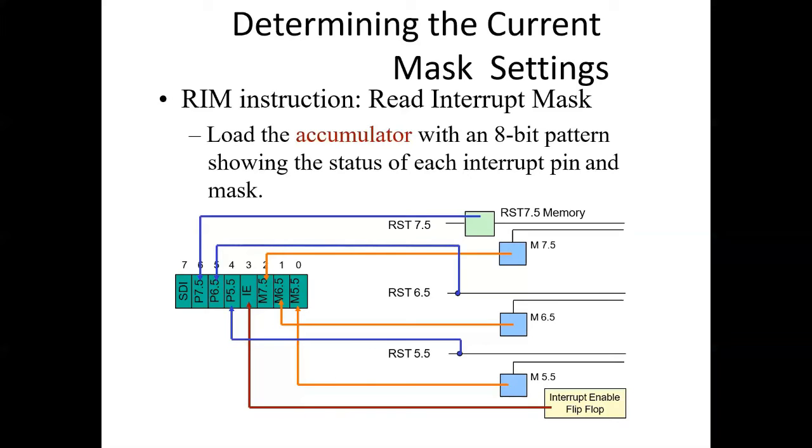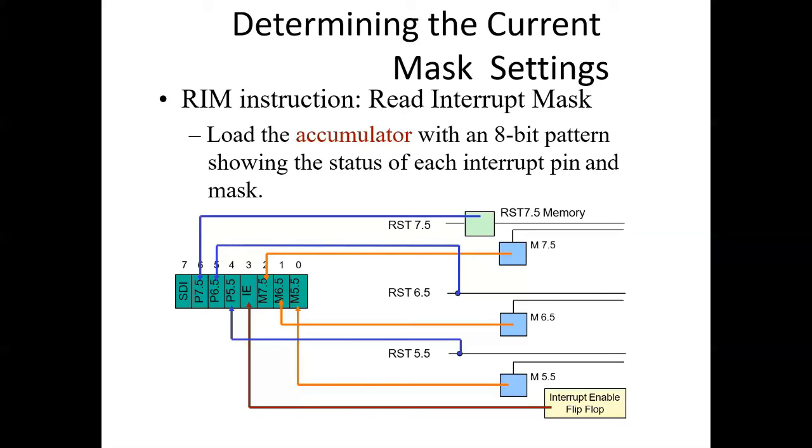This will be the situation if sometime prior to execution of the RIM instruction, one of the following things has occurred. Number 1, the DI instruction was executed. Number 2, the Intel 8085 has been reset. And number 3, the Intel 8085 has entered an interrupt service subroutine.